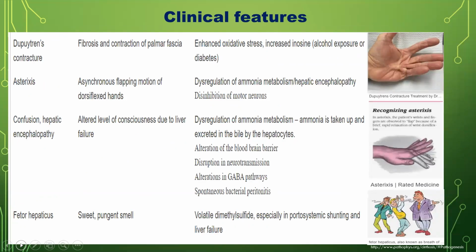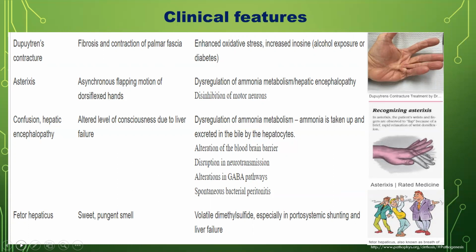Dupuytren contracture happens if fibrosis and contraction of the palmar fascia appear due to enhanced oxidative stress and increased inosine levels. It is not specific only for cirrhosis, but can especially be present in case of alcohol exposure or concomitant diabetes in a patient with cirrhosis.